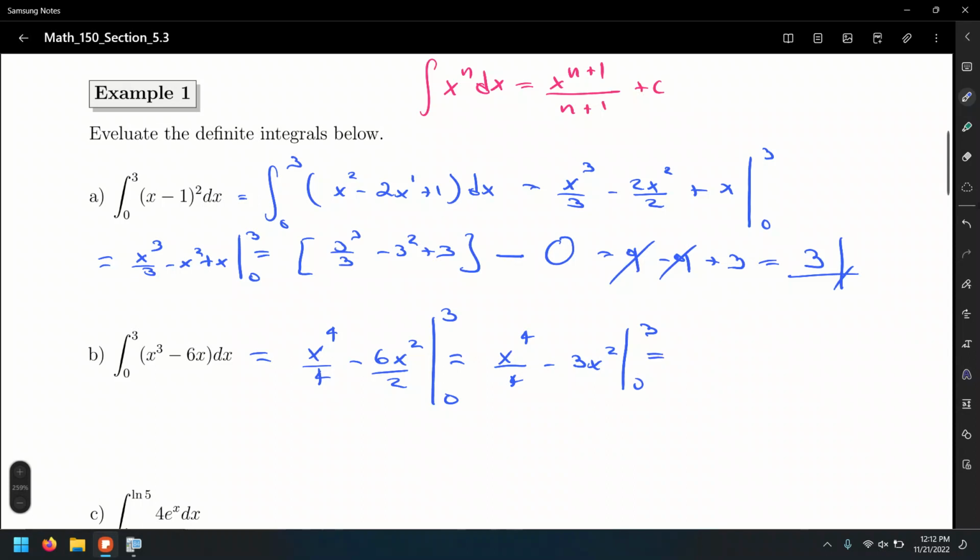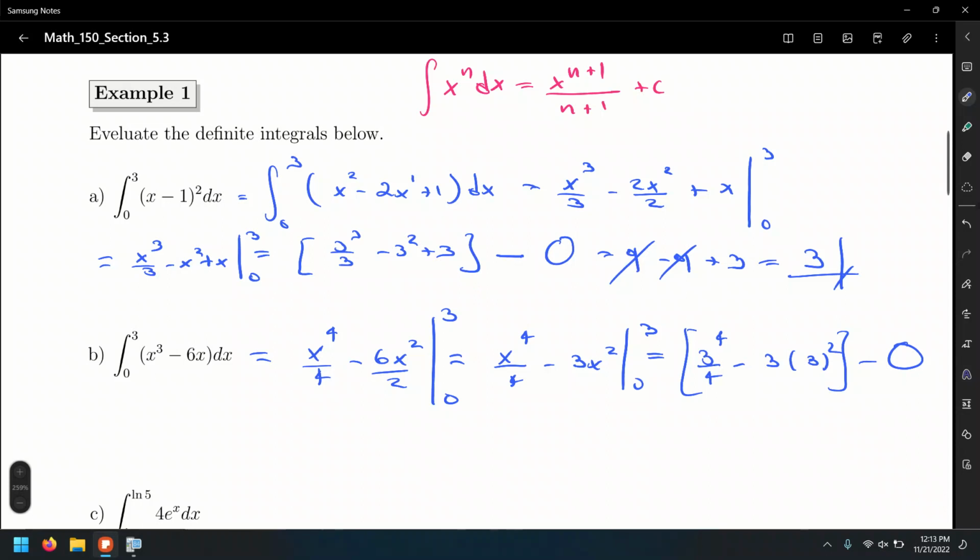And that's 3 to the 4 power over 4 minus 3 times 3 squared. So that's the evaluation at the upper limit. And the evaluation at the lower limit, again, is the same situation as in the previous example. No need to plug it in, because that's going to give us a big 0. Evaluating 0 to the 4 over 4, and 3 times 0 squared, is just going to give us a 0. It's not going to be the case all the time, as we will see in the following exercises.